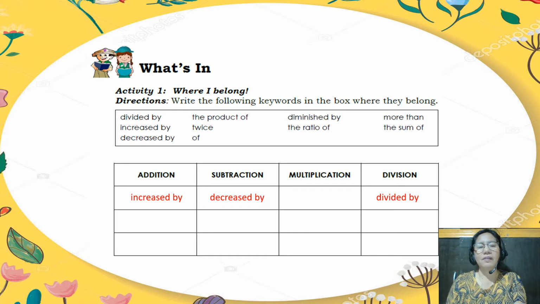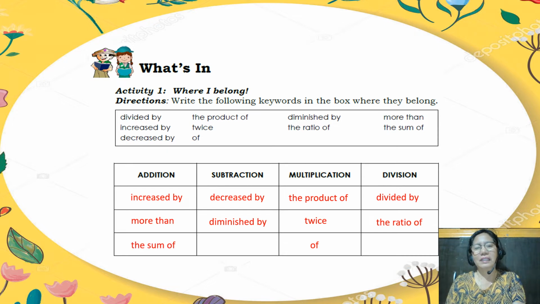"The product of," that is multiplication. "Twice," same, that is multiplication. "Of," still multiplication. "Diminished by," that is subtraction. "The ratio of," that is division. "More than," addition. "The sum of," that is aligned to addition.